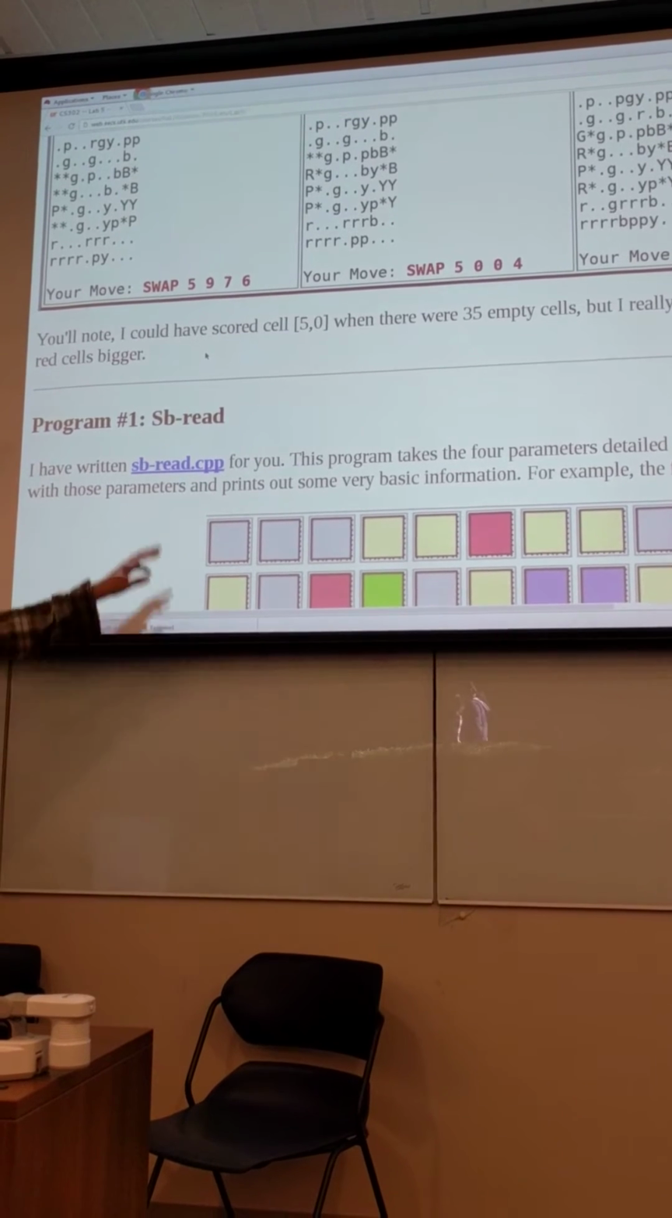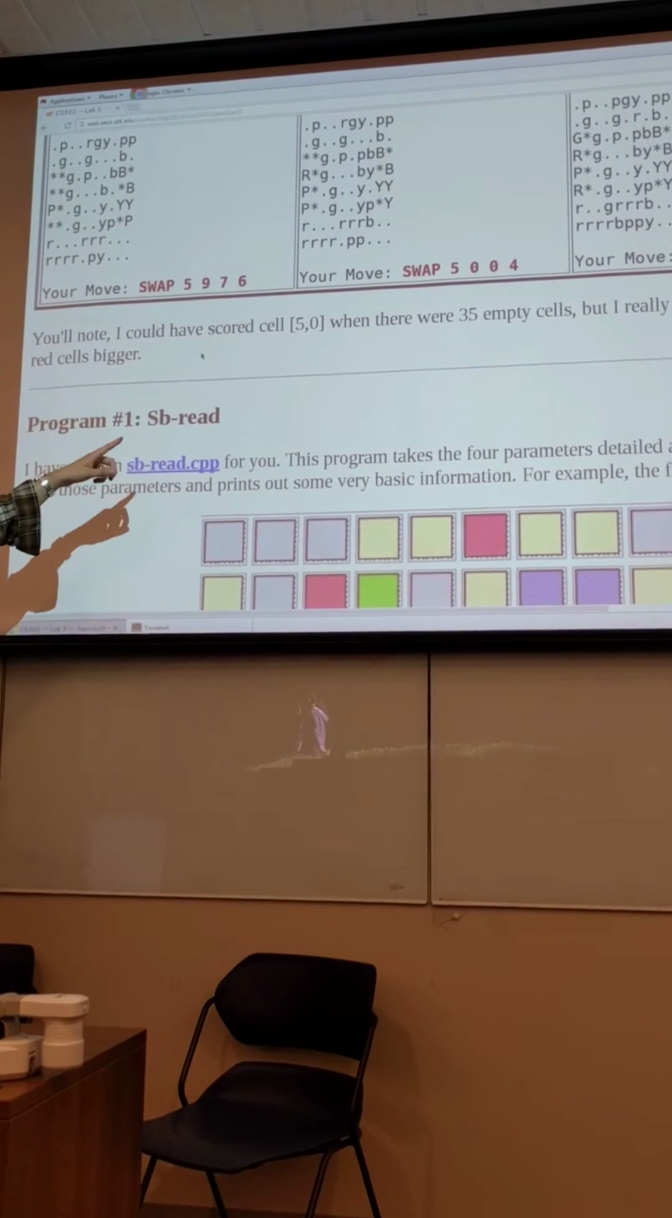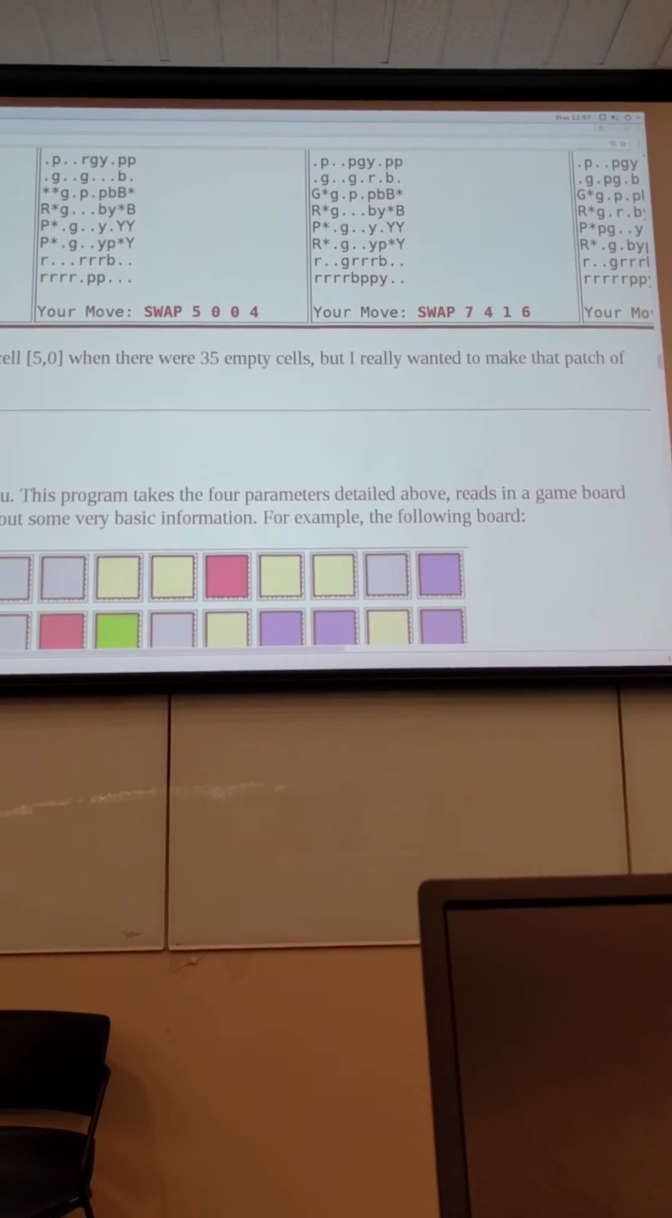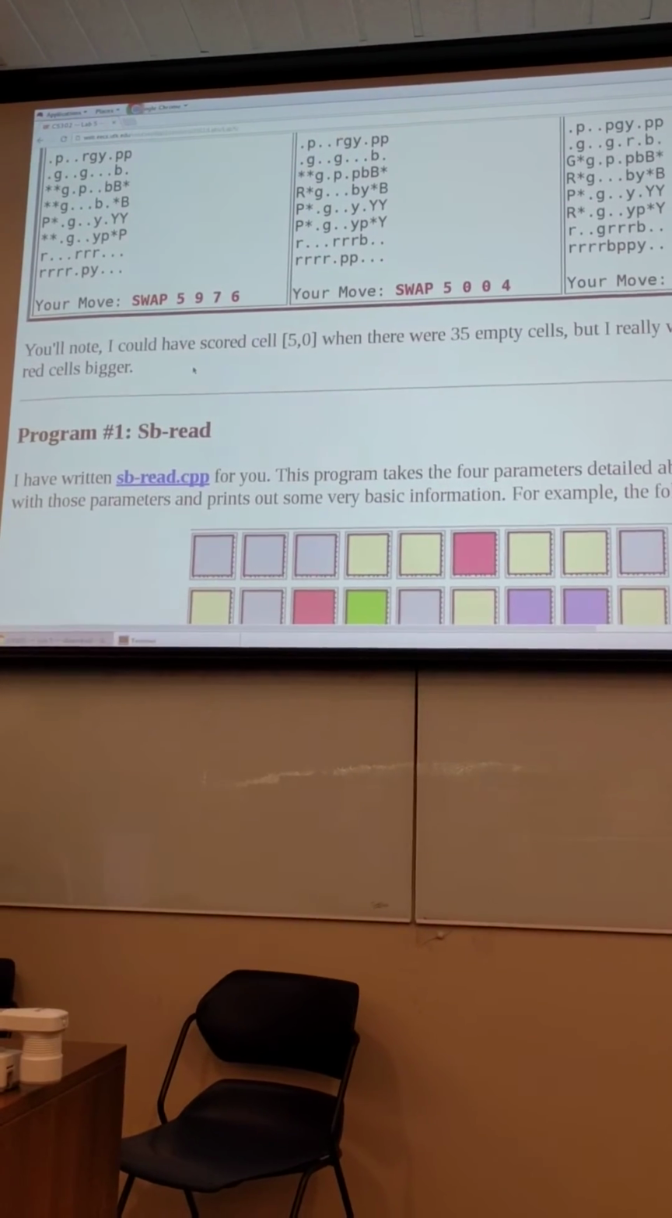And you'll note in his example, he could have collected the cell in the previous step, but he wanted to make the patch bigger, so he did one more swap before collecting to have a bit larger patch to collect.